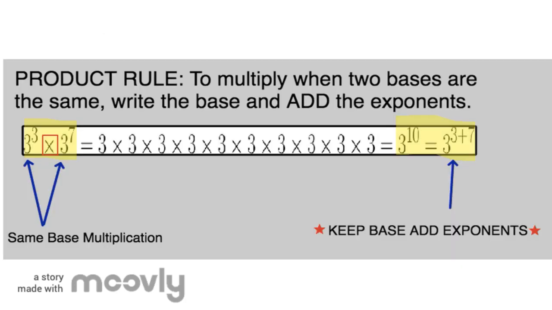The product rule states that if you see two exponent forms where the bases are the same multiplied together, then you take the base and add the exponents. In this case, 3 to the third is multiplied by 3 to the 7th, which in expanded form is 3 multiplied by itself 10 times. That is the same thing as 3 to the 7 plus 3, which is 3 to the 10th power.